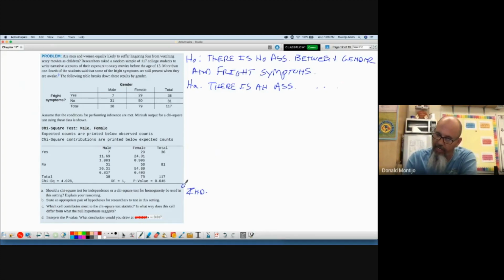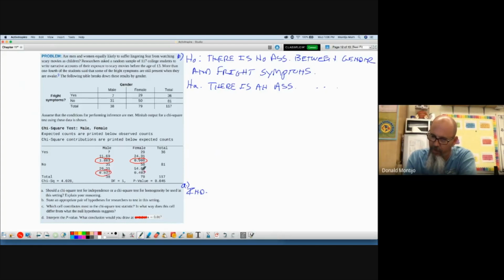So part A is a test for independence. Why? Because the data came from the same population. Part B, state the null and alternative. We did that. Here's our null and alternative. Part C says, which cell contributes the most to the chi-squared test statistic? So you can see, let me get back to my red pen. You can see here are the contributions to the chi-squared.